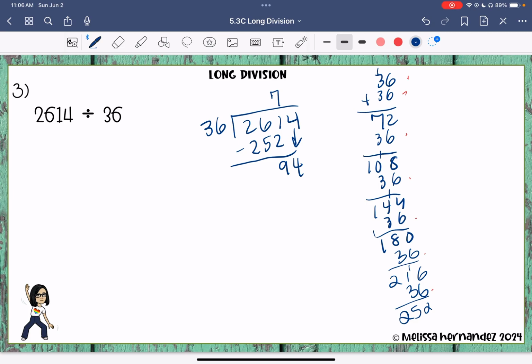Lucky I have my little sort of table on the right. How many 36 will go into 94, which will only be 2. 2 groups of 36 will give me 72. And then my remainder or mixed number is 22 over 36.